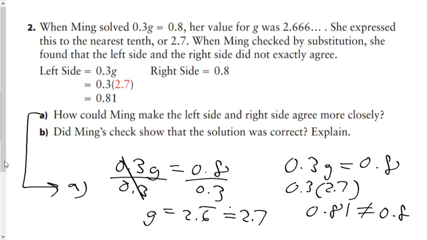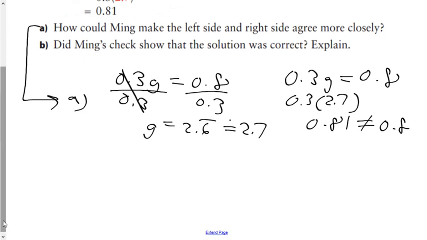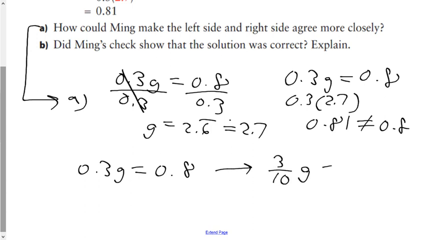Let's take a look at this if we use fractions instead. So 0.3g equals 0.8. Let's change these instead of decimals. Let's make this into a fractional coefficient. What's 0.3 as a fraction? Anyone want to just read the decimal? Go ahead and read the decimal. What decimal is that? 3/10. So we're going to make it into 3/10 g equals 8/10.